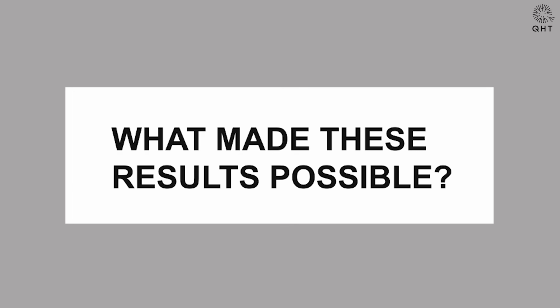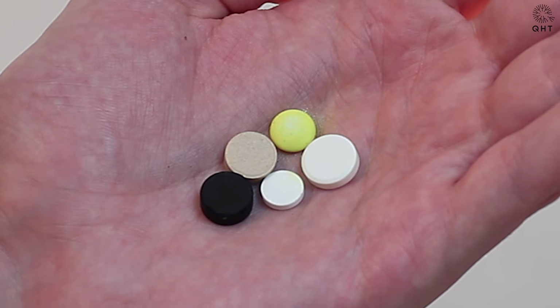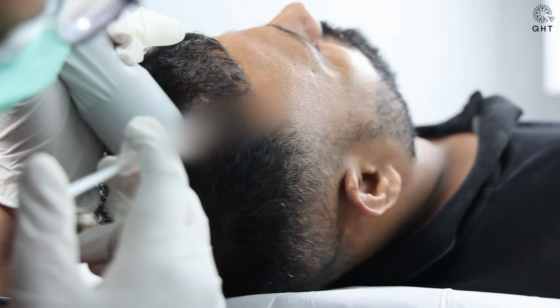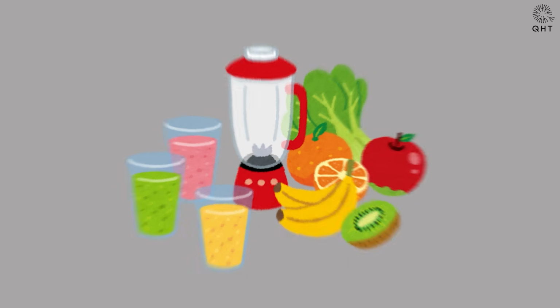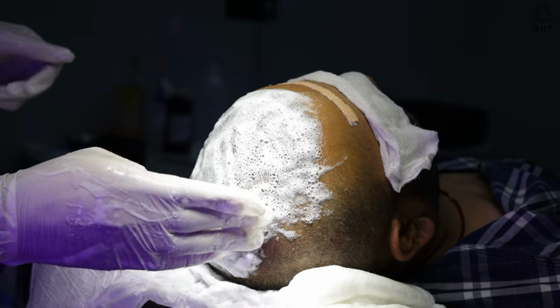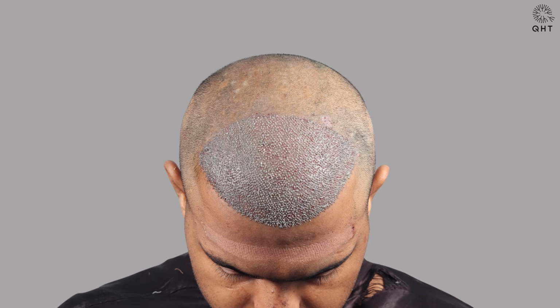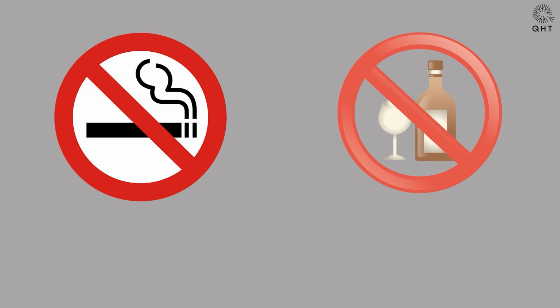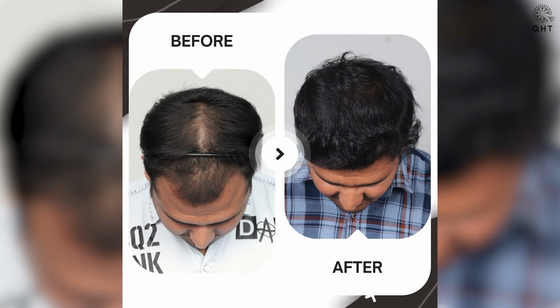What made these results possible? Along with expert surgery, our patients followed all the necessary precautions, taking prescribed medications on time, attending regular PRP sessions to boost follicle strength and growth, following the aftercare protocol strictly, including gentle head washes and scalp hygiene, protecting their scalp from direct sunlight, and avoiding smoking or alcohol during recovery. Because of this consistency, patience, and discipline, their results are not only natural but also long-lasting.